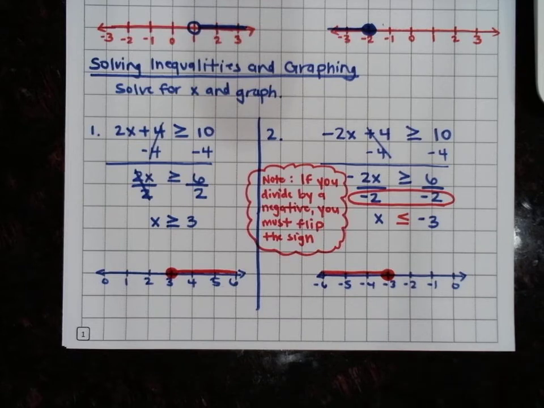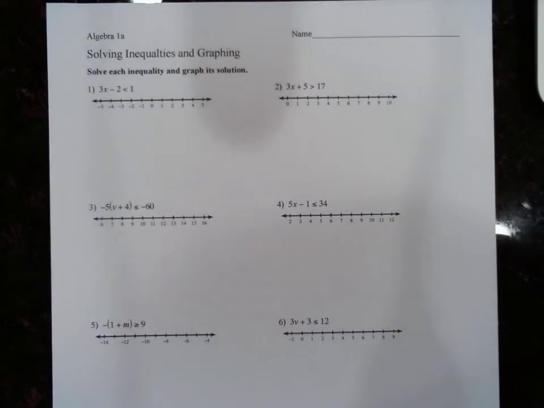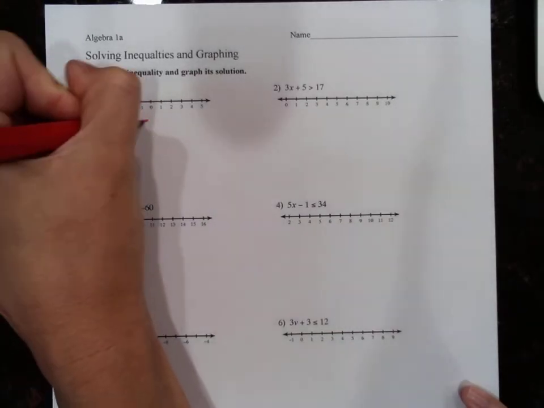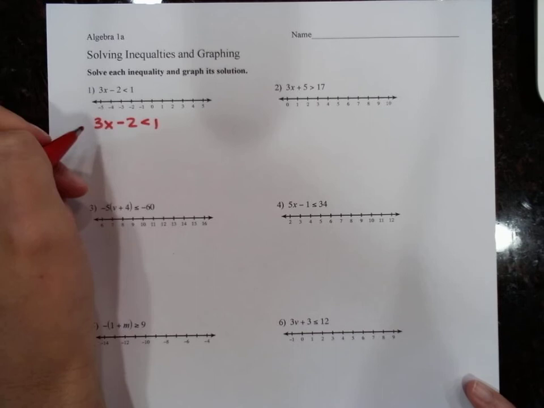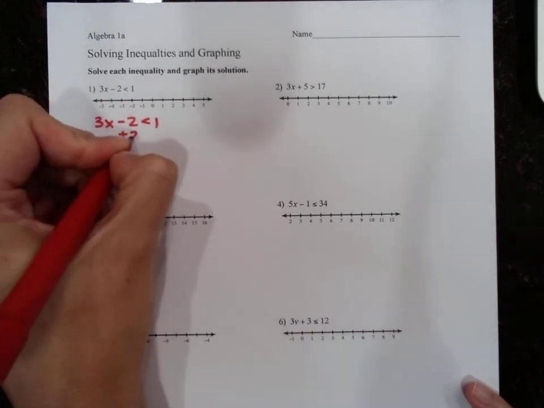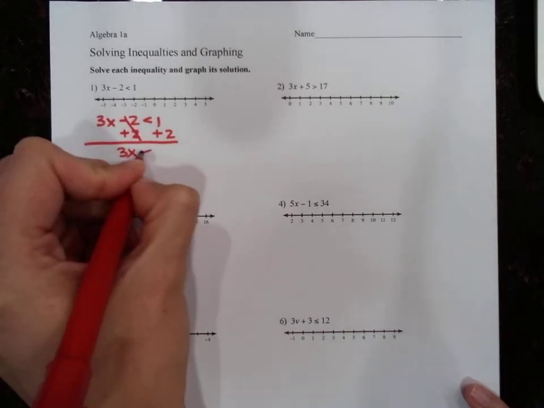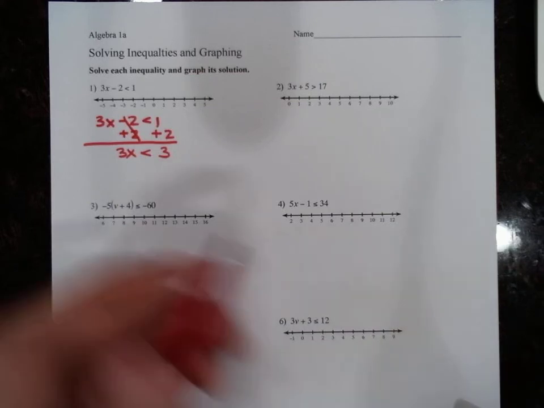Okay, let's look at your solving inequalities and graphing assignment. So we have 3x minus 2 is less than 1. I'm just going to copy it down so that we have room to solve. So 3x minus 2 is less than 1, so we need to get rid of this negative 2, so we add 2 to both sides. Remember, we're solving just like we would solve an equation. 3x is less than 1 plus 2. We can combine those, they are like terms, leaving us with 3x is less than 3.